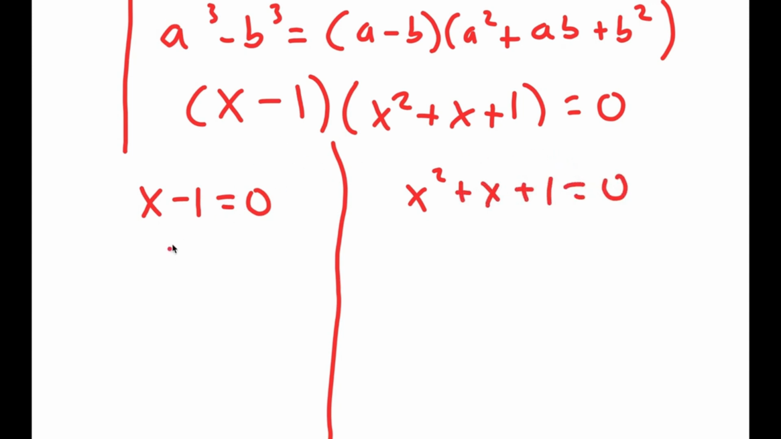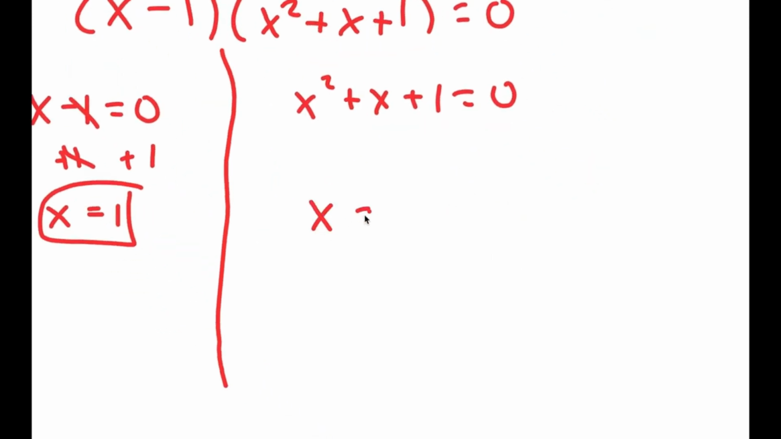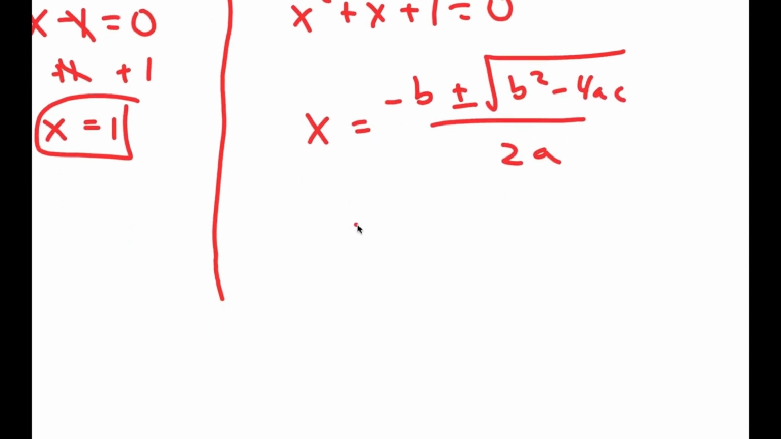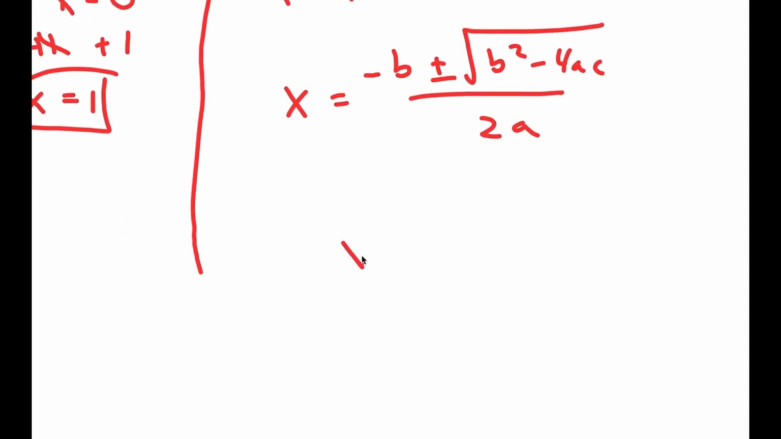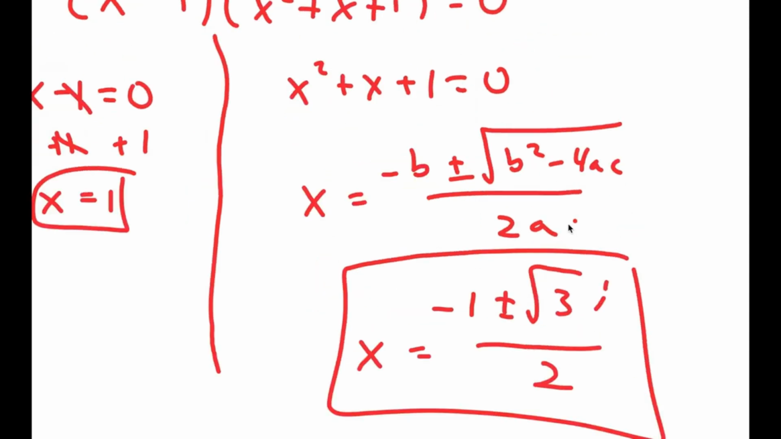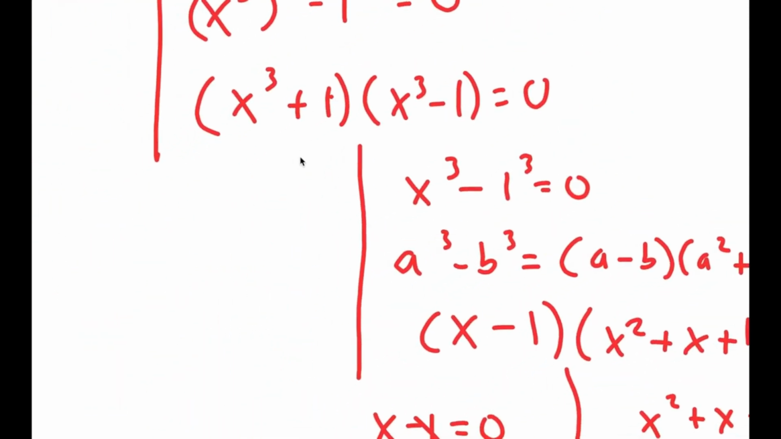So for x minus 1 equals 0, all I have to do is add 1 on both sides, and I get x is equal to 1. And for x squared plus x plus 1 equals 0, I can use the quadratic formula. So by using it, I get x is equal to negative 1 plus or minus the square root of 3i over 2. So these are two more solutions. And now we aren't done yet because we also have to solve these.